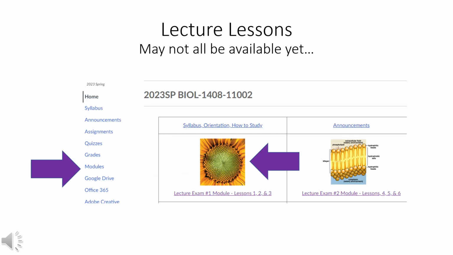The second box on the left-hand side takes you to the lecture lessons. Not all of them are available just yet. Really, I've just got the stuff for lecture exam number 1 up and running right now, just so you can't get too far ahead and can't get too confused. But if you click on the link that says lecture exam number 1, module lessons 1, 2, and 3, or you click on the picture of the center of the sunflower, that'll take you to the lecture lessons. Or if you click modules on the left-hand side, it'll take you to the same place.